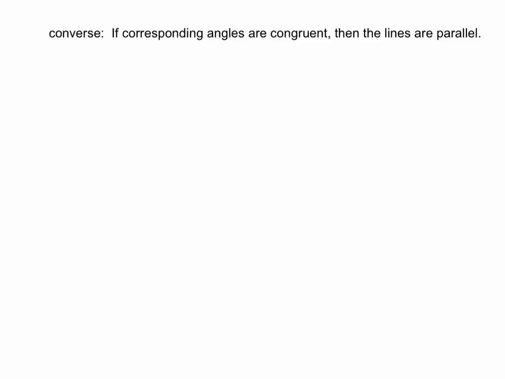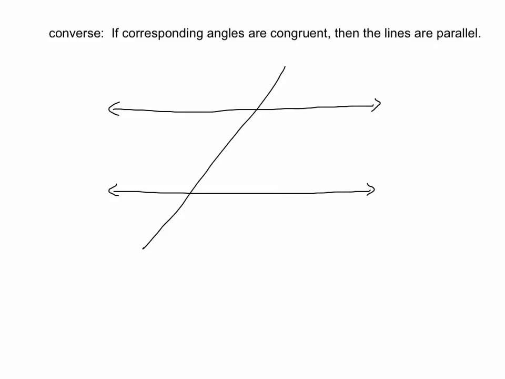Next, let's take a look at the converse of that earlier statement. If corresponding angles are congruent, then the lines are parallel. And this is also a true statement, and I'm going to draw a picture of this as well. Here are two lines. I'm not going to indicate that they're parallel because that's not in my hypothesis. Here's the transversal. But suppose that I know, for example, that this angle right here is 105 degrees, and that angle right there is 105 degrees. Then I can conclude that these two lines must be parallel.